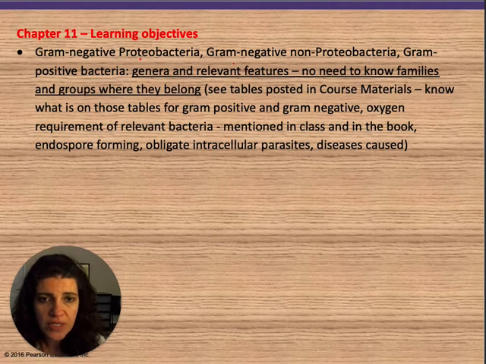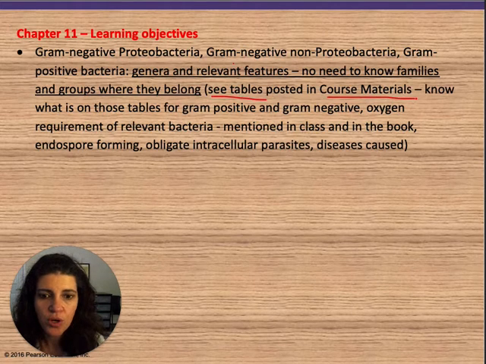So for all these groups, gram-positive and gram-negative, know the genera and the relevant features. You don't need to know the families because sometimes I mention the family, but you don't need to know that. I'm not going to ask you about families and groups where they belong. So how are we going to study this? And then I say here, see tables posted in course materials.